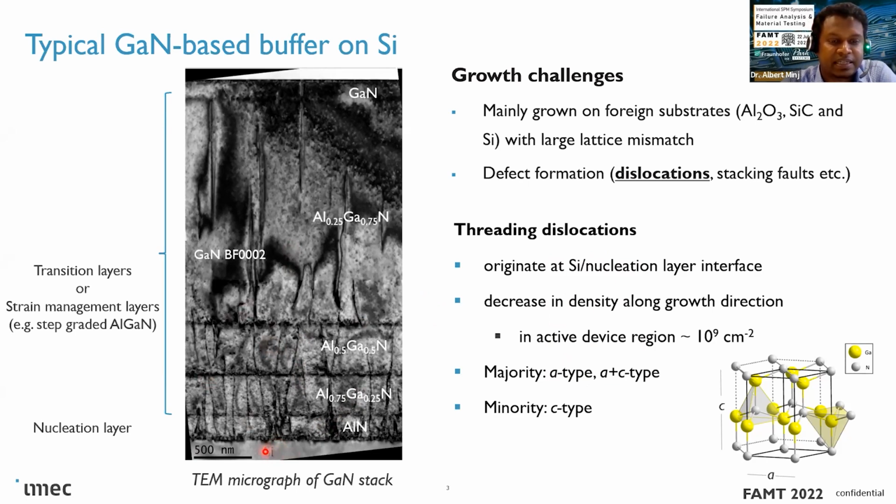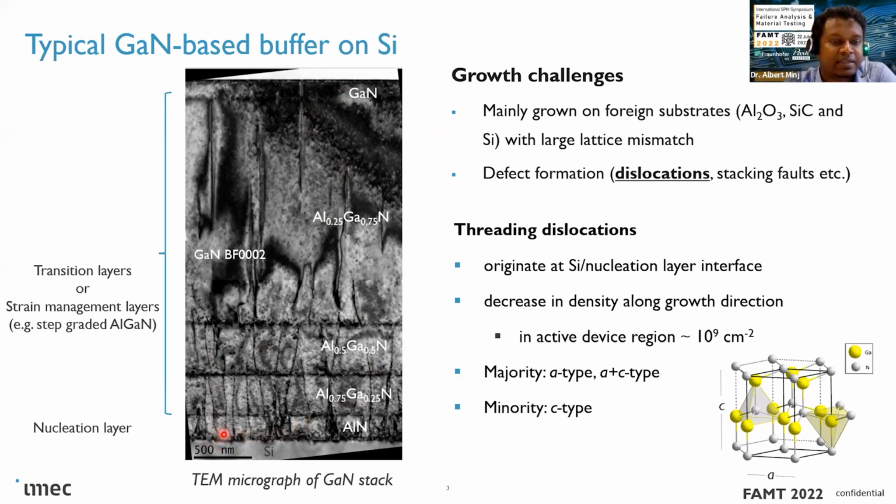Here you have the silicon at the bottom, and then we start with a nucleation layer. Then we need transition layers, which some people call strain management layers, typically step-graded AlGaN layers, going from high aluminum content to low aluminum content. After that, we grow an undoped gallium nitride, and only after this can we grow active device layers. As you have noticed in the TEM micrograph, these lines appear with high density at the interface of aluminum nitride and silicon.